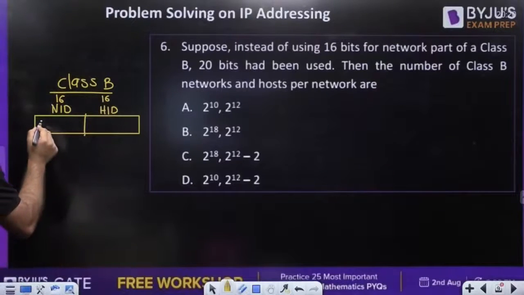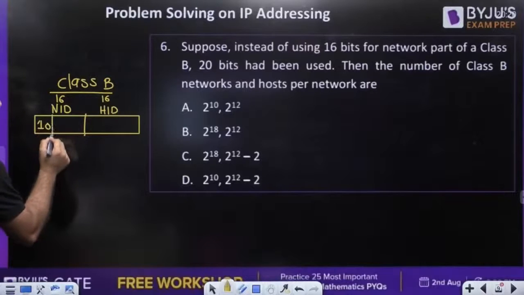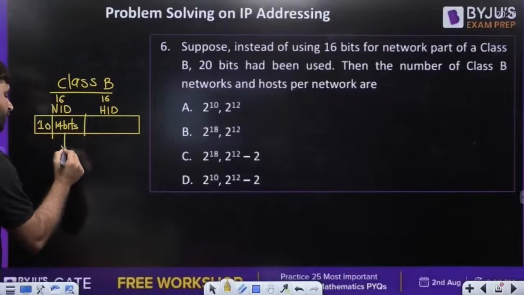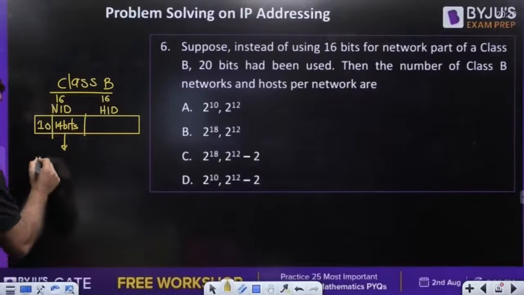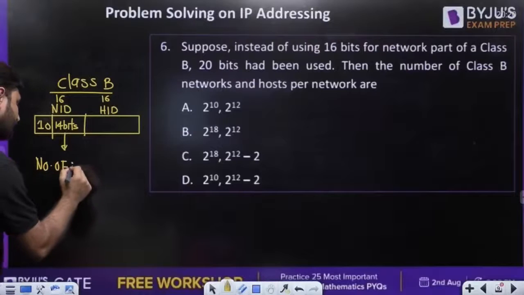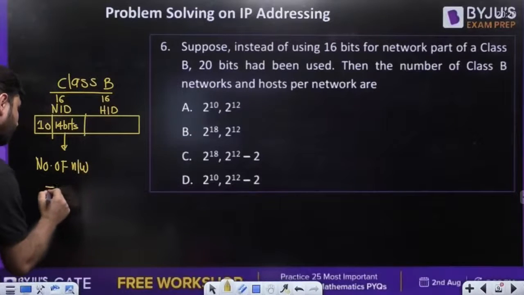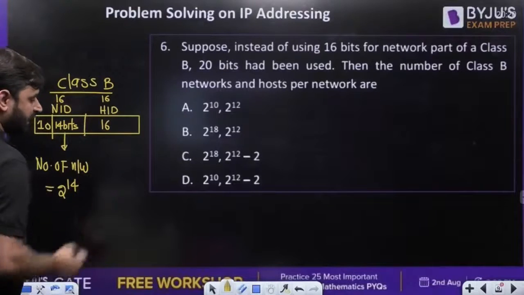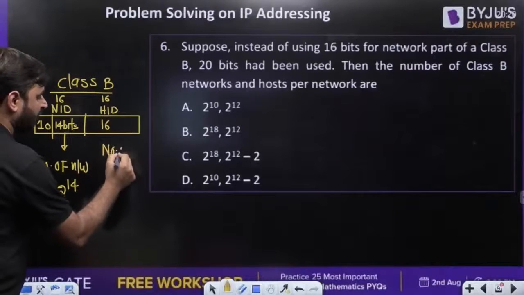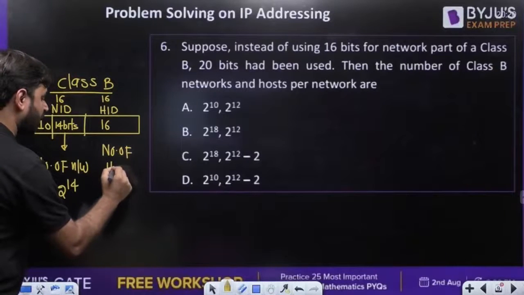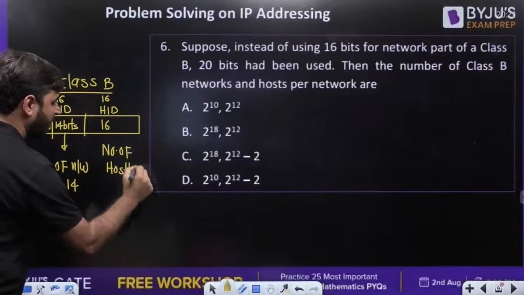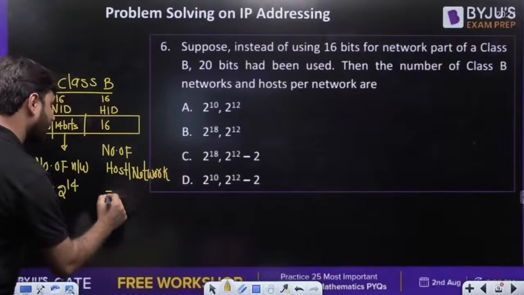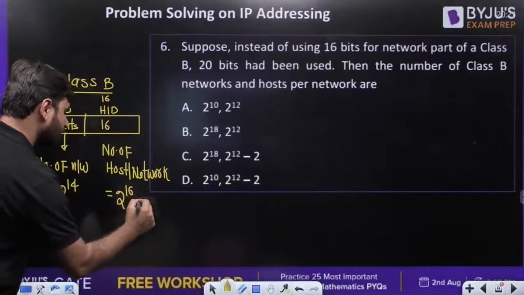But in class B, 2 bits are already fixed here. So how many remaining bits? The remaining bits are 14. So the number of networks in class B is equal to 2 power 14. And this is the 16-bit host ID, so the number of hosts per network is 2 power 16 minus 2.